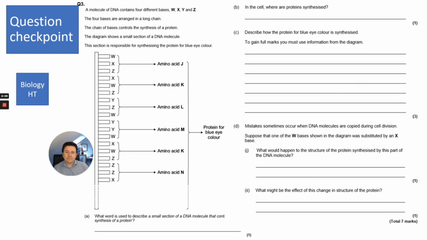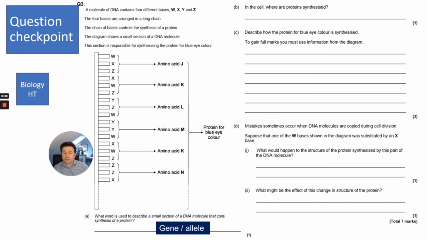Next question. Okay, this is biology higher tier only. So again, I'd like you to pause, read and answer. Okay, so this question is a bit more difficult, so let's look at the answers.